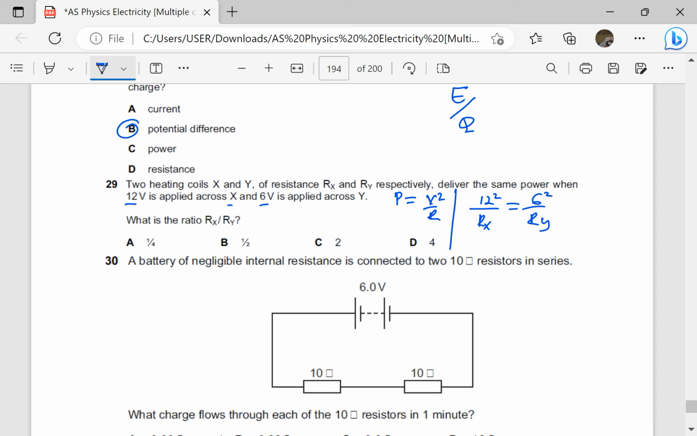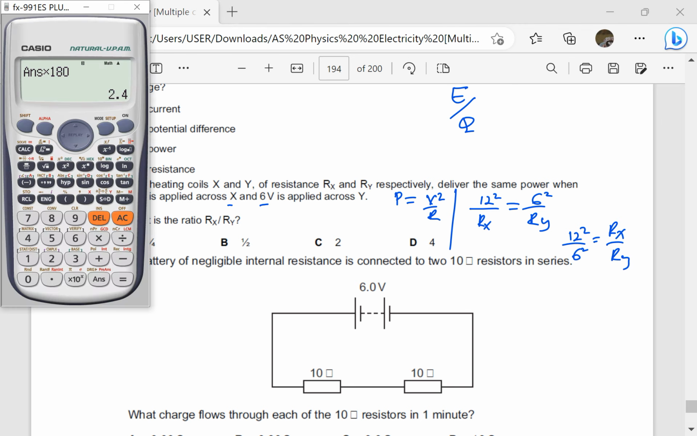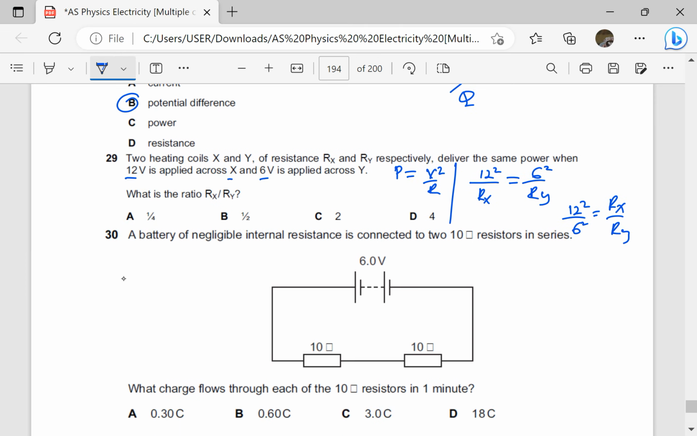Remember, I want Rx over Ry. So I'll take Rx to the right hand side and bring 6 squared down here. So we shall have that 12 squared divided by 6 squared is equal to Rx over Ry. From the calculator, 12 squared divided by 6 squared gives us 4. So the ratio is going to be 4, so our answer is going to be D. So Rx over Ry is equal to 4.